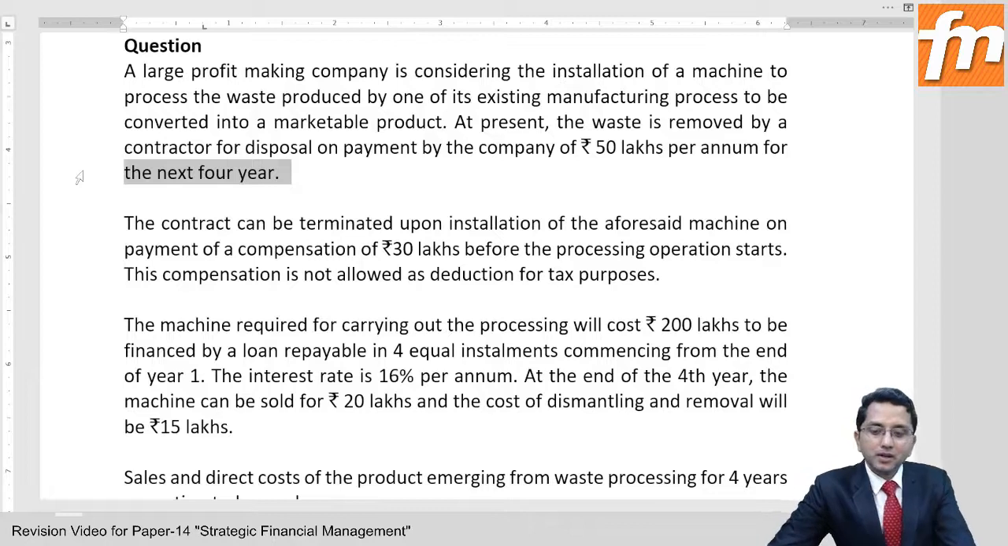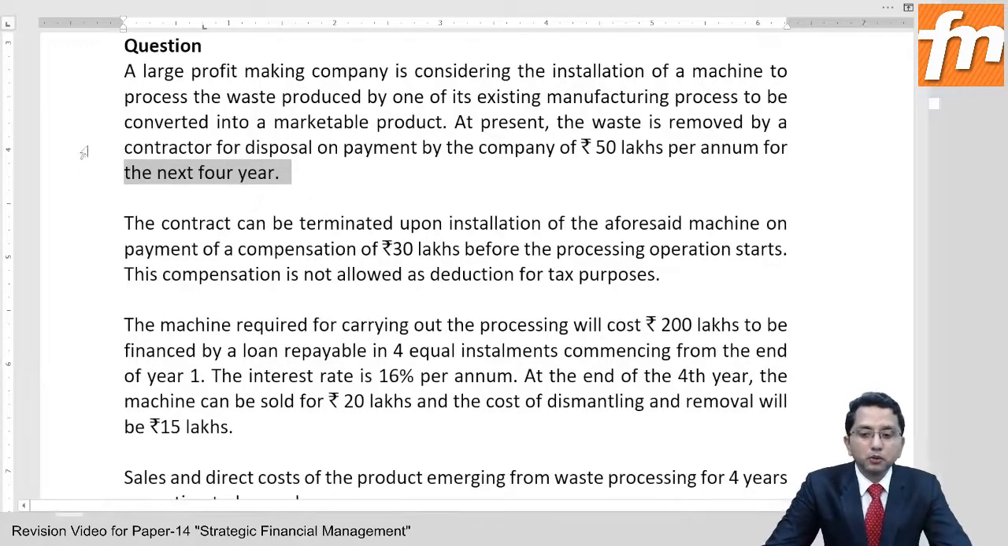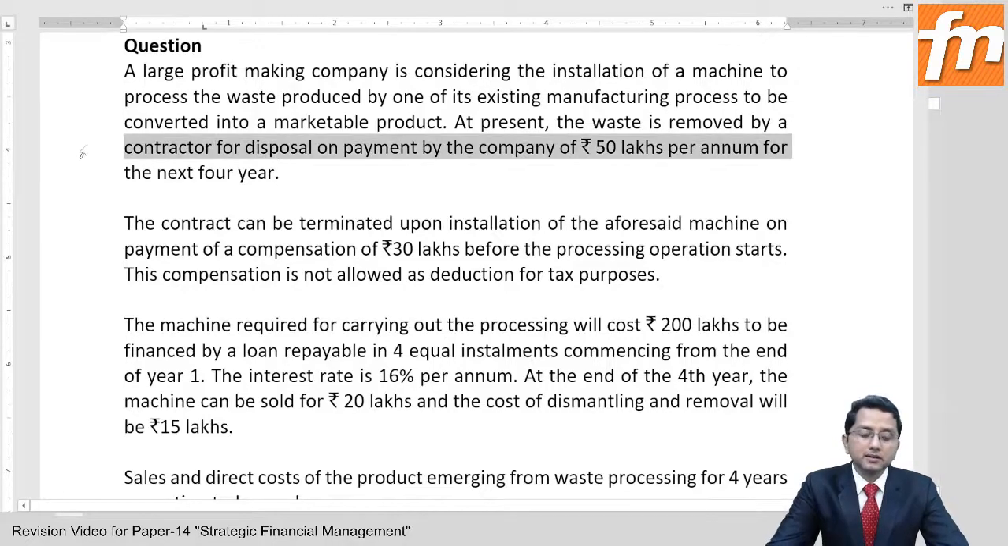considered. So look here, if you accept this proposal, rather than removing the waste, rather than disposing the waste, you will start processing it. Currently, you are making payment for disposal of waste. You will save this money. So my dear friends, this 50 lakh rupees is actually inflow, right? First year, second year, third year, whatever is the life, for the entire life of the project, 50 lakh rupees is the inflow.